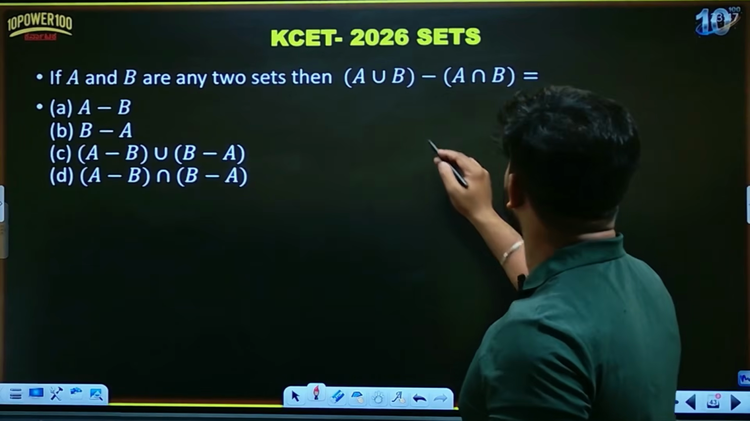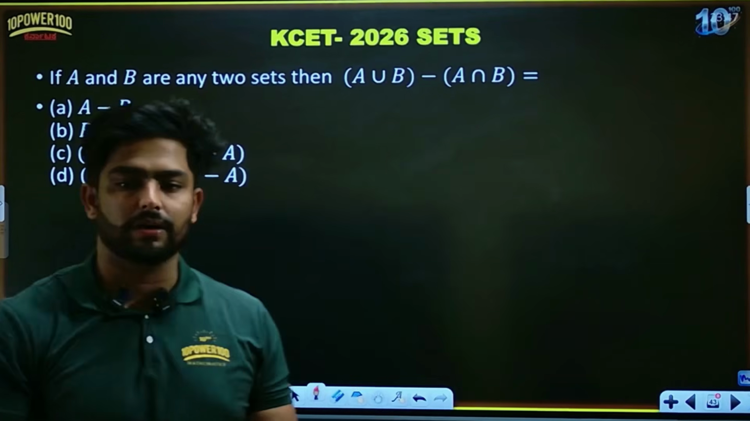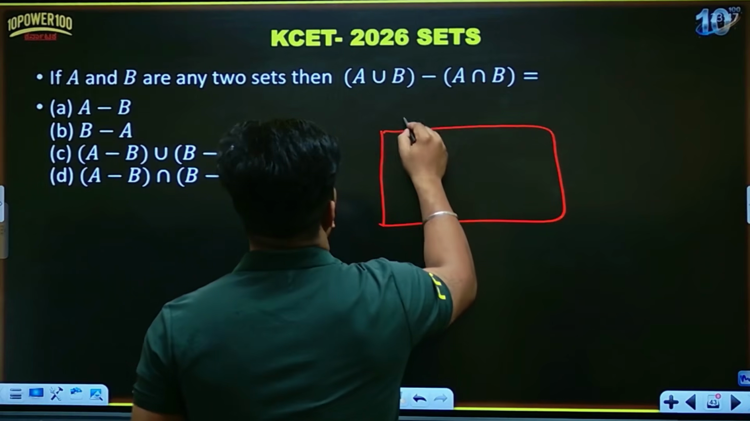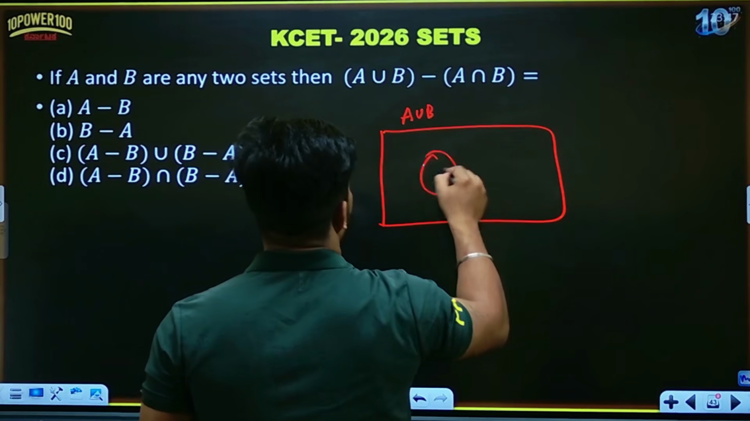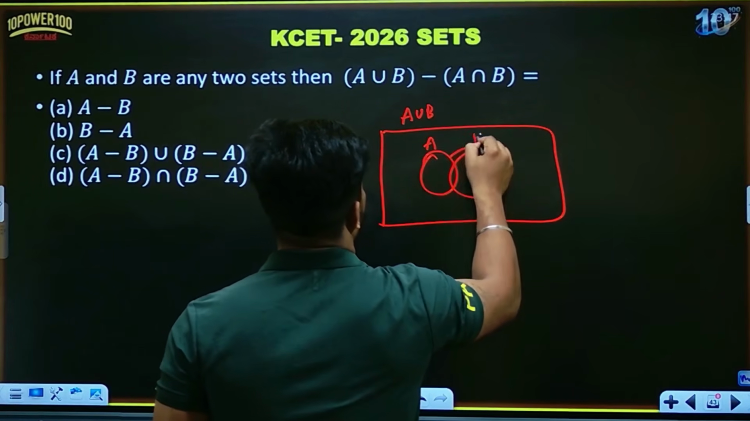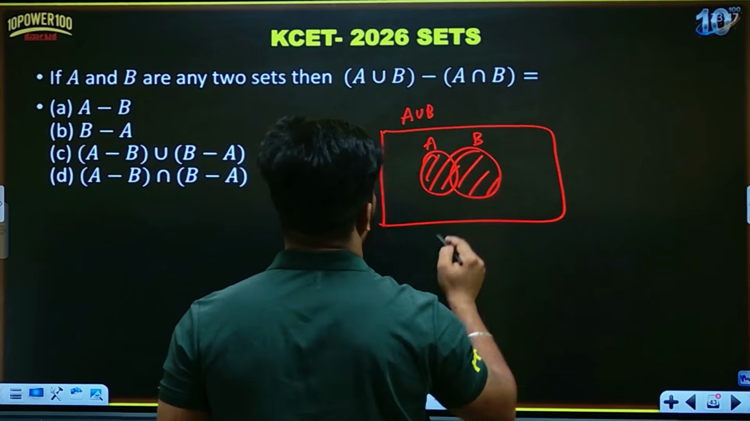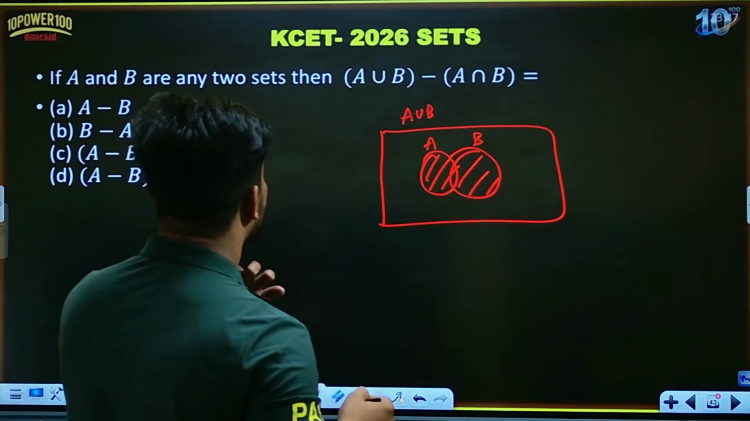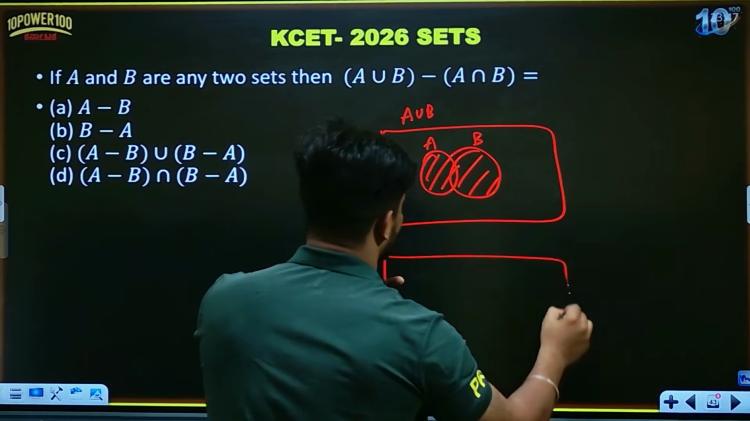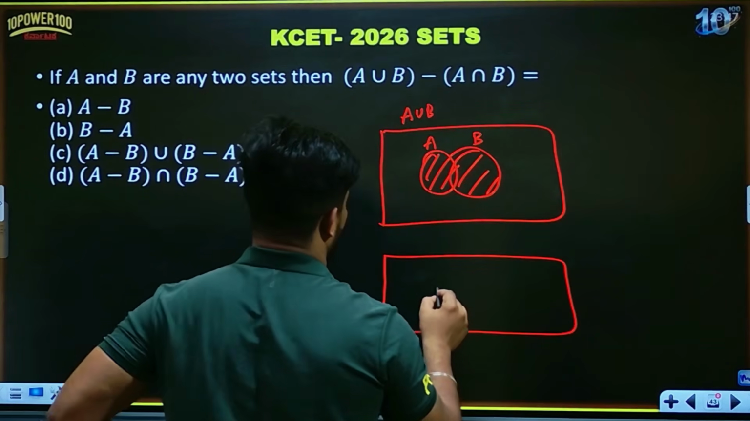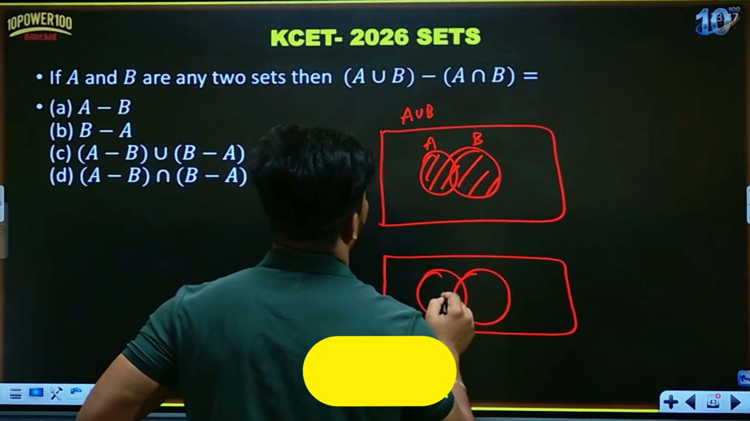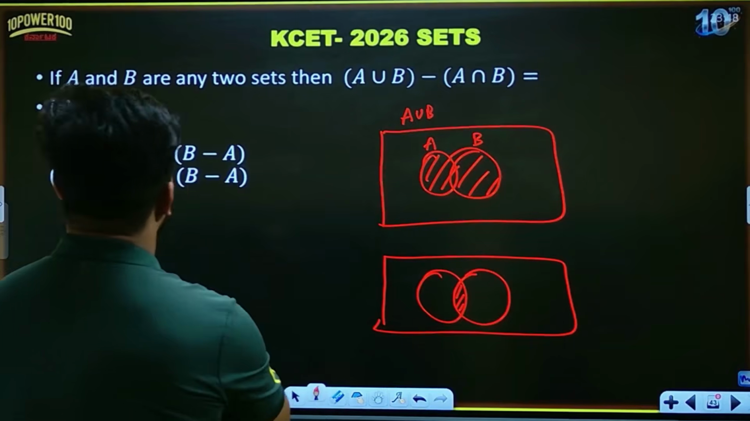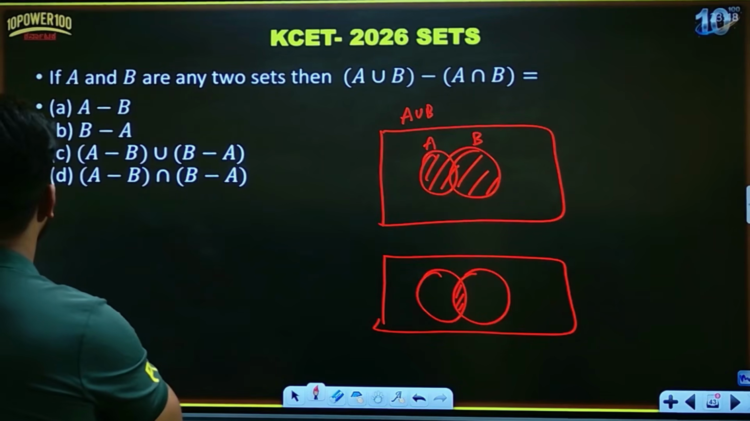Next, A union B minus A intersection B. Let's see. A union B means this whole part in the Venn diagram with A and B. Minus A intersection B, so this part we have to remove, right? So what do we get? A union B.